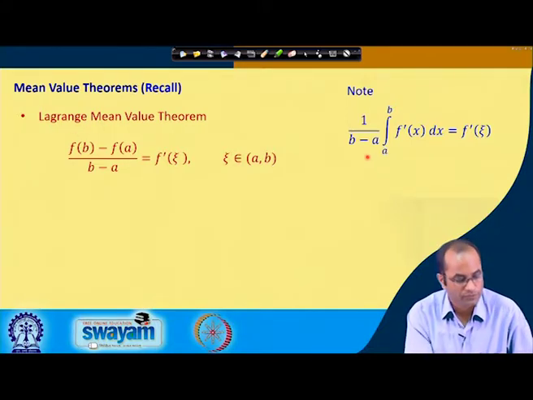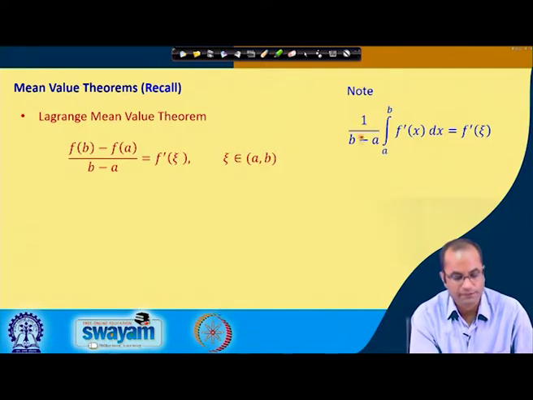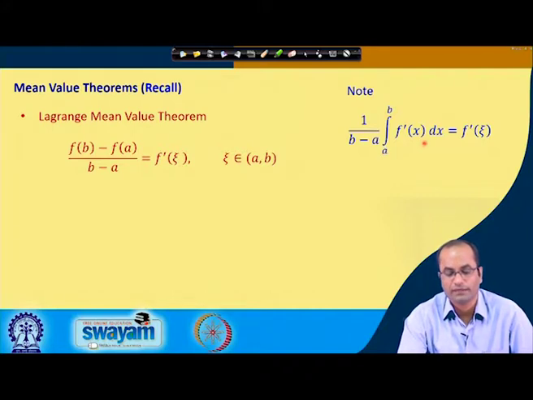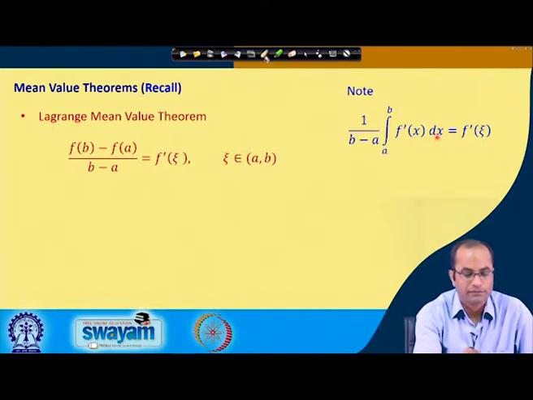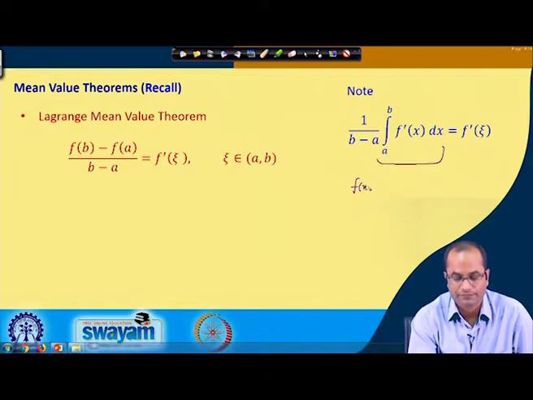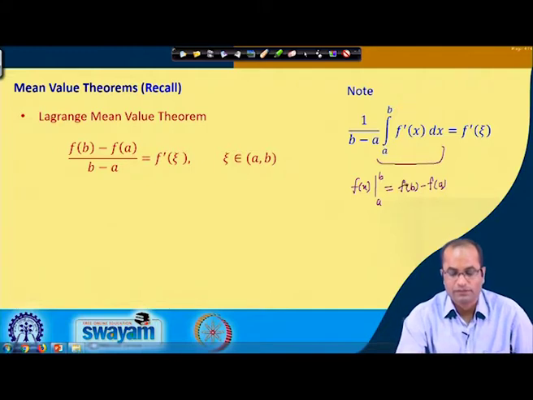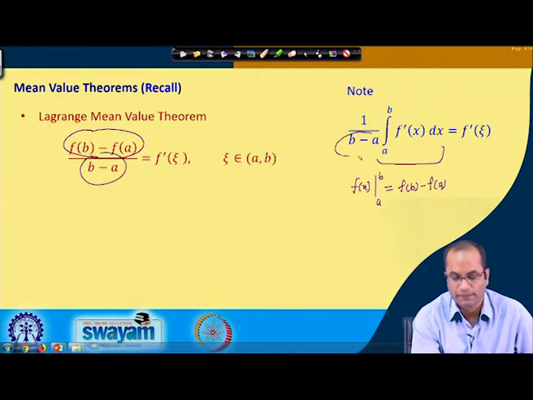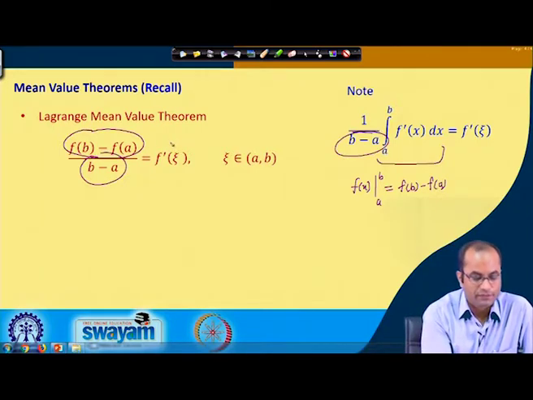Having this mean value theorem, we can include a little more based on it. We have 1 over b minus a as it is, and the f(b) minus f(a) term we can write as the integral of f prime x dx, because if we solve this integral, it is nothing but f(x) with limits a to b, which will be f(b) minus f(a). So this f(b) minus f(a), divided by b minus a, is equal to f prime of xi.